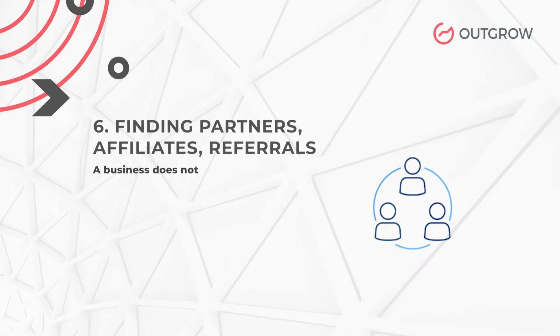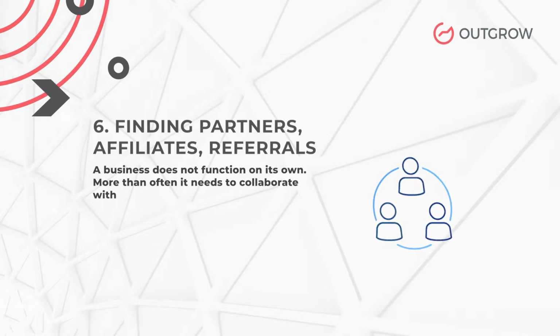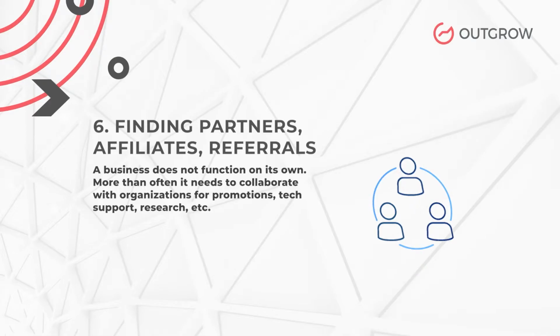Number 6, finding partners, affiliates, referrals. A business does not function on its own. More often than not, it needs to collaborate with organizations for promotions, tech support, research, etc. Wondering how you can use interactive content to do this? Outgrow is here to tell you how.